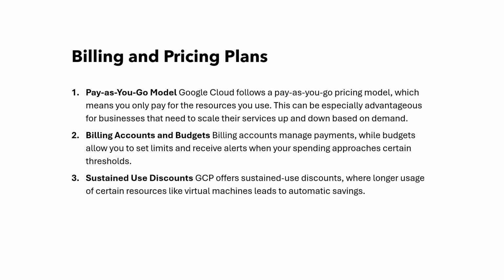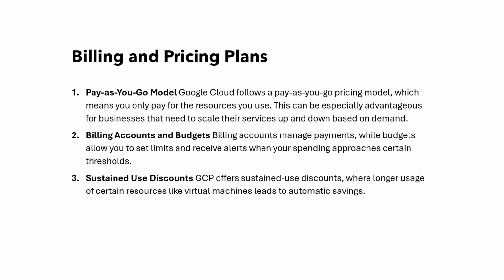GCP offers two key components here. The always free tier, which provides access to a limited set of resources at no cost. For example, you can use one Compute Engine F1 micro instance per month, or store up to 5 GB of data in Cloud Storage. There's also a free trial credit. If you're a new user, you'll get $300 worth of credits, valid for 90 days. These credits allow you to explore almost any GCP service without committing to payment.